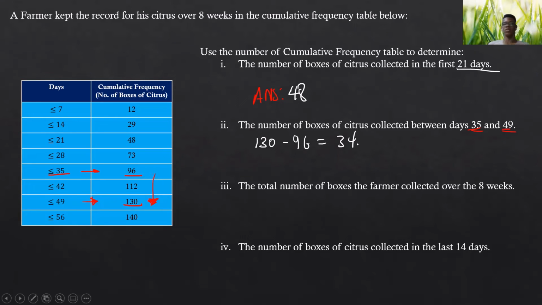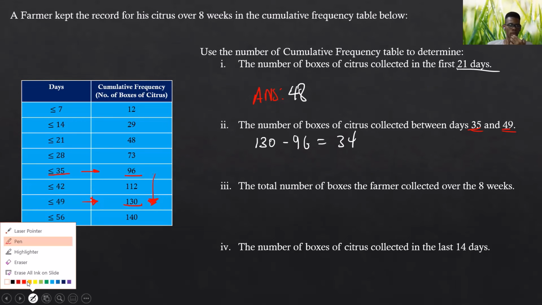So just look at the correlation. You're reading off your cumulative frequencies from your table.